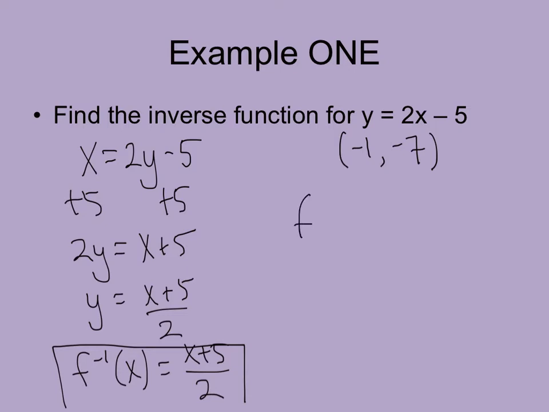So if I use my inverse function and I input negative 7 into my equation, negative 7 plus 5 over 2, that would give me negative 2 over 2, which is negative 1. So you'll see that I took my original output value, input it into the inverse, and I got back my original input value. So I did, in essence, undo what I had done in the original function.